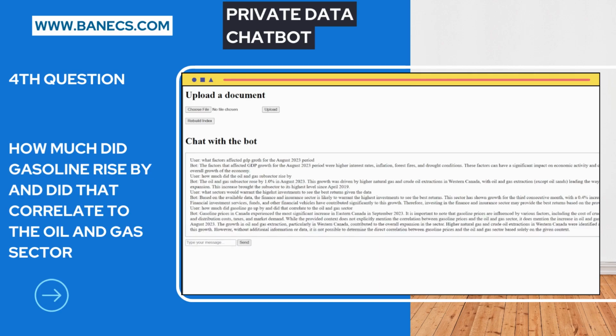So basically we get an answer here. Gasoline prices in Canada experienced the most significant increase in Eastern Canada, and it's important to note the gasoline price is influenced by various factors, blah, blah, blah. While the program does not explicitly make a correlation between gasoline prices, as mentioned, there was an increase in oil and gas extraction in August 2023, growth in oil and gas, and overall expansion in the sector. So it doesn't necessarily see the actual correlation that we're looking for in the data, but it does give us a theory on why. I imagine higher natural gas and crude, obviously in Western Canada, eventually leads to growth in gasoline prices in Eastern Canada, which makes a lot of sense.